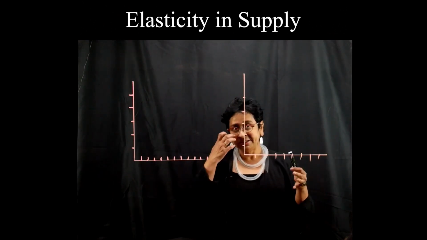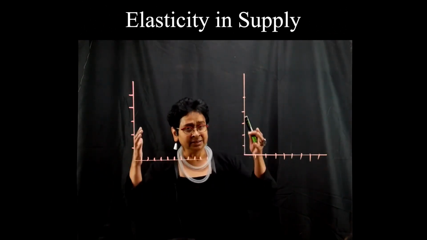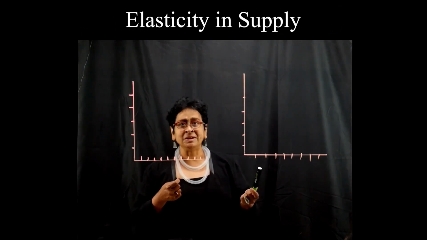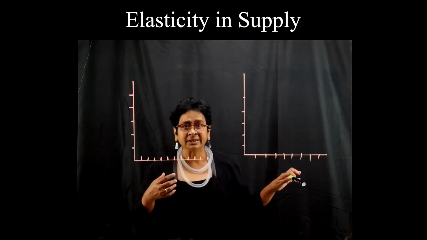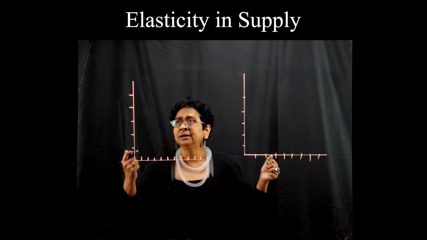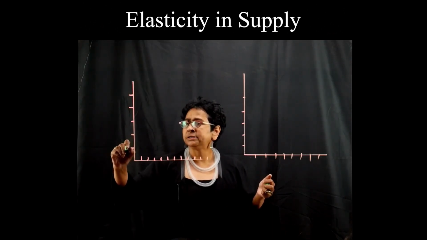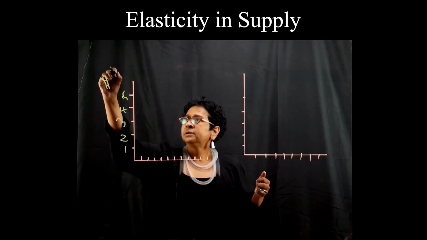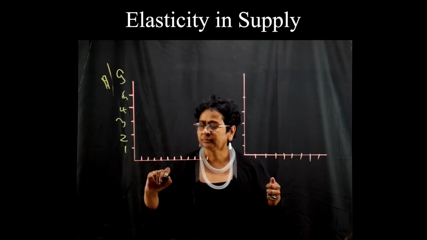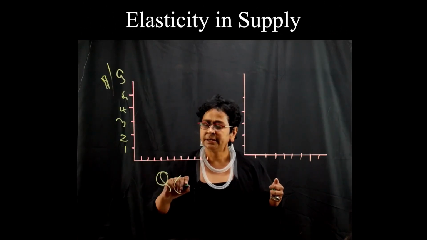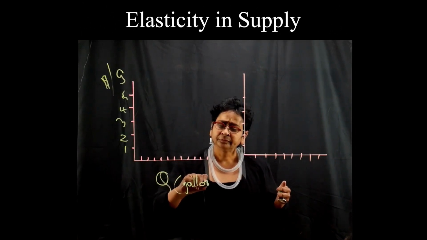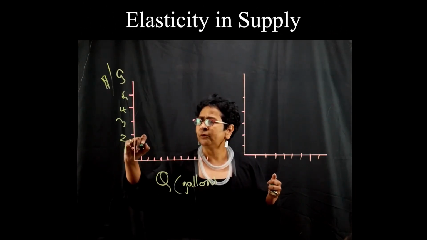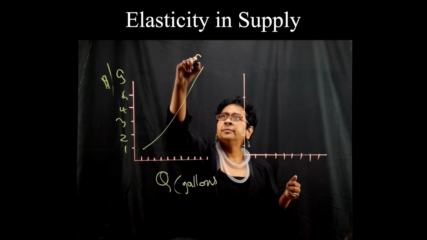So continuing with our discussion of supply and the supply curve in markets, there is an additional piece of information that I can figure out when I look at the curves. In particular, let's continue with our milk market. That's dollars per gallon, quantity in gallons. And based on my data from before, I had my supply curve.